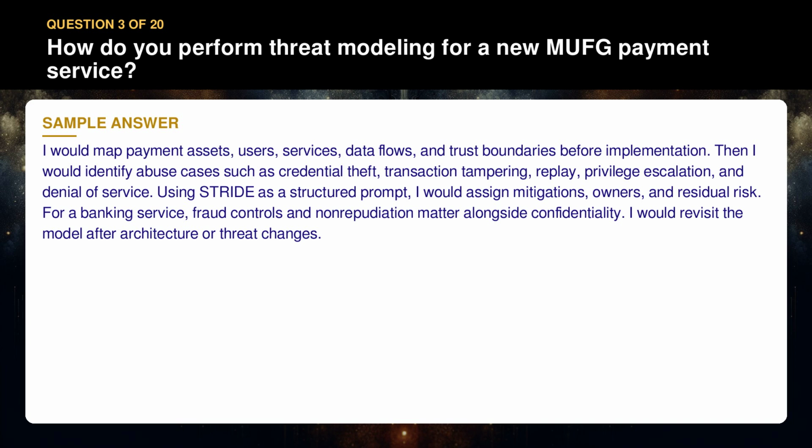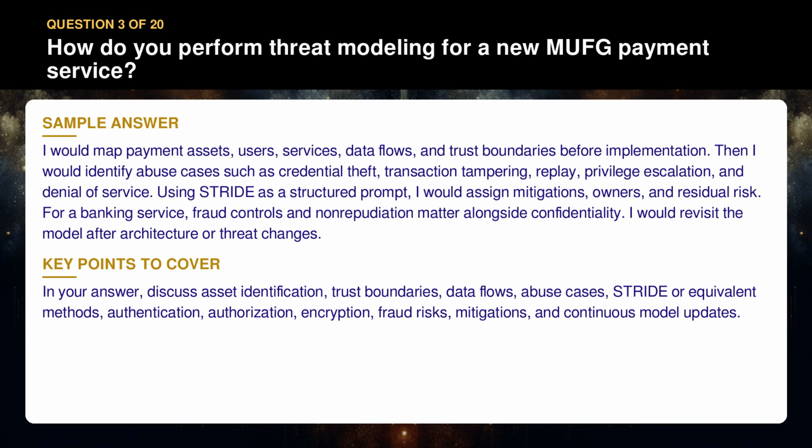For a banking service, fraud controls and non-repudiation matter alongside confidentiality. I would revisit the model after architecture or threat changes. In your answer, discuss asset identification, trust boundaries, data flows, abuse cases, STRIDE or equivalent methods, authentication, authorization, encryption, fraud risks, mitigations, and continuous model updates.